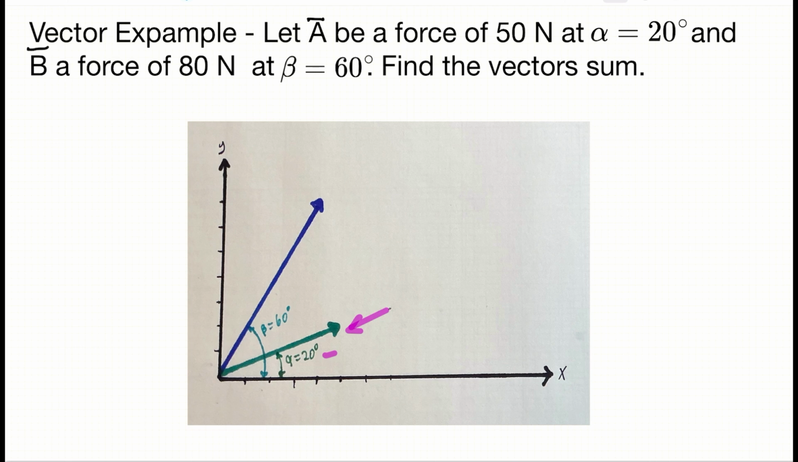And then the second vector is our B vector. It has a length of 80 newtons, a little longer, and it's at an angle of 60 degrees. So there's the two vectors. Now what we'll do is we'll add those up. We're going to do this algebraically.